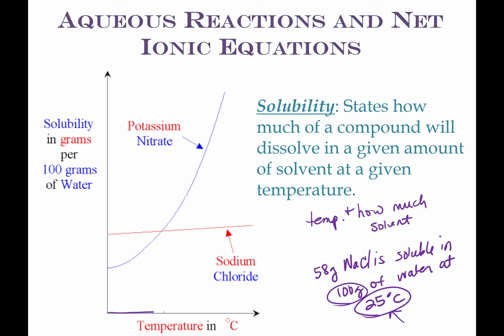So as you see, as temperature increases, solubility increases. Now with sodium chloride, it's not that big of a slope here. We see it gently increasing, but potassium nitrate increases exponentially as we increase the temperature. So depending on what we're trying to dissolve, solubility will definitely increase with temperature, but not sure how much. And that's not every substance, but that's most substances.